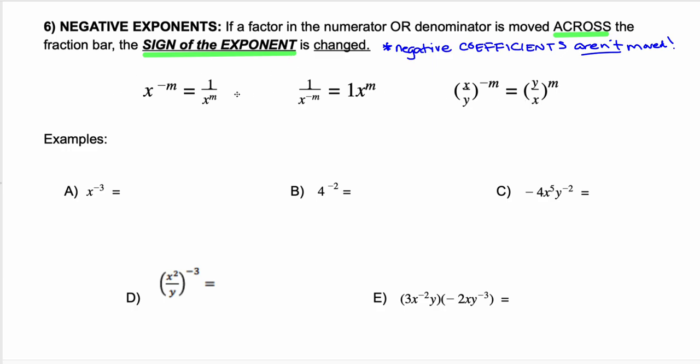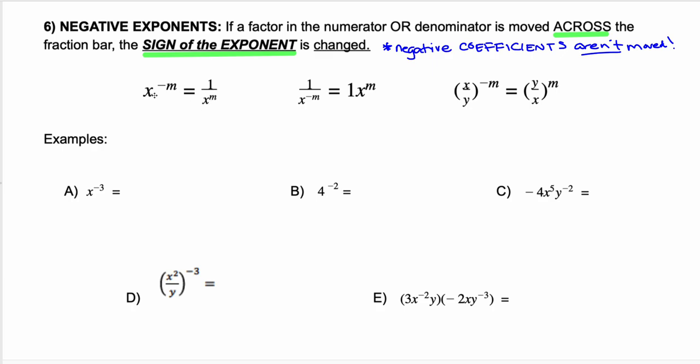So if we look at our properties here, we have x to the negative m. Now that negative m is an exponent, and that is a negative exponent. We're not allowed to keep negative exponents. So what we do is we take what this is attached to, the factor is attached to the x. This entire thing will move to the bottom of the denominator, or to the bottom of the fraction bar, and the exponent changes signs. Nothing else changes.